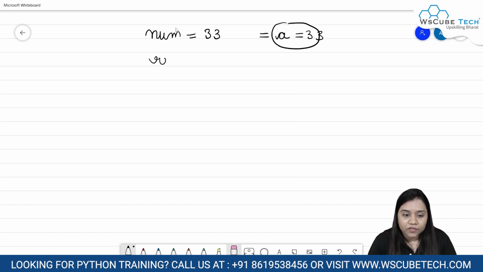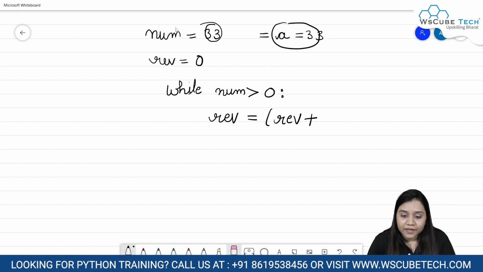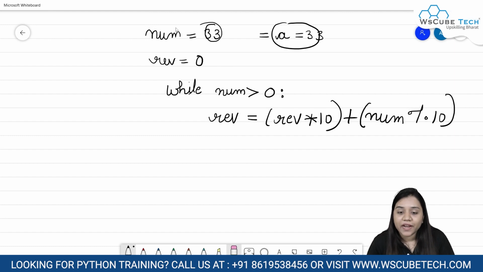We know our reverse value right now is 0. To obtain the reverse of this number, we will be using a simple logic: a loop with a condition that while this number 33 is greater than 0, keep repeating. As soon as it is not greater than 0, this loop will stop executing. I'm using this variable reverse. Reverse is equals to reverse multiplied by 10, plus our number when divided by 10, the remainder it gives will be added to this reverse.